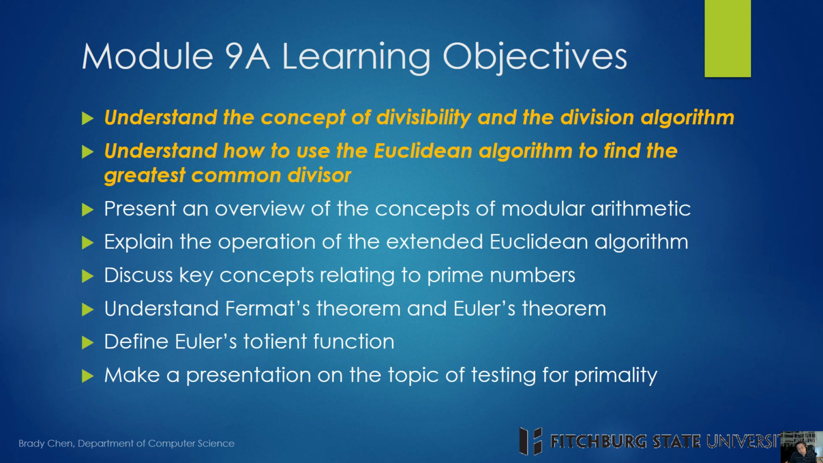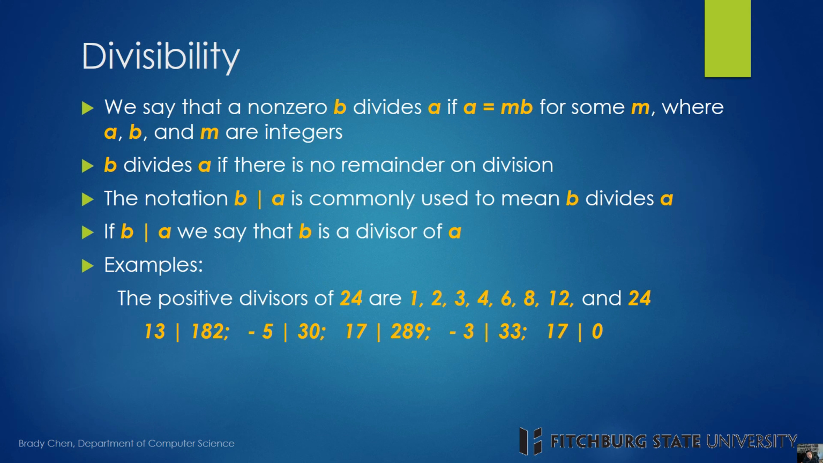Now we're going to divide Module 9 into three parts, A, B, and C. In Module 9A, we're going to talk about the concept of divisibility and the division algorithm. Also, we're going to talk about the Euclidean algorithm, which is used to find the greatest common divisor. Now, in number theory, we're mostly dealing with the integers, the whole numbers. Some of the topics are so simple that they are even covered in elementary school. So the first thing we're going to talk about is divisibility.